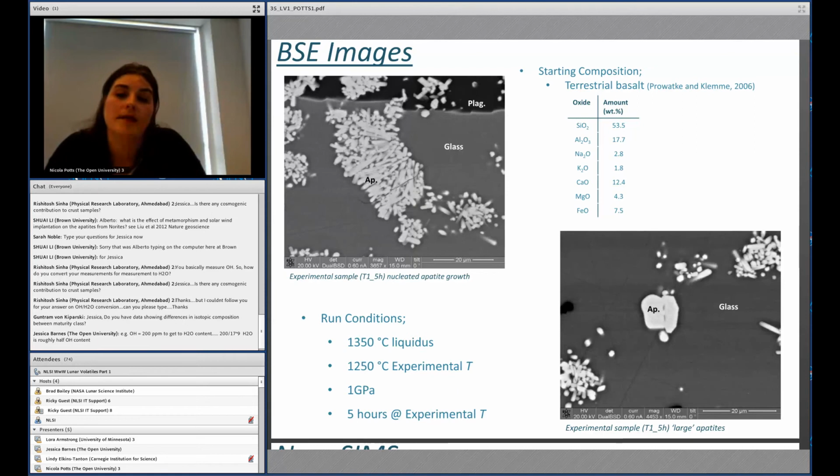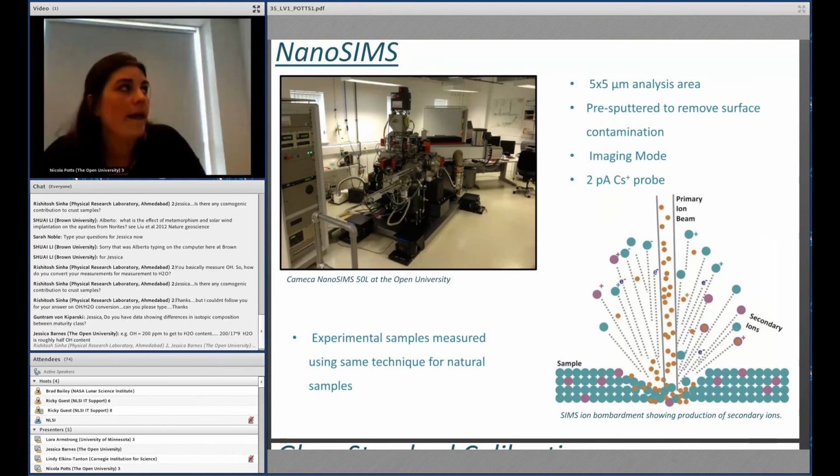The run conditions were: we had a liquidus of 1350, a pressure of 1 gigapascal, and we ran the temperature for 5 hours at 1250. We also did another experiment using the exact same conditions, but left that one for 20 hours to ensure that we had equilibrium conditions.